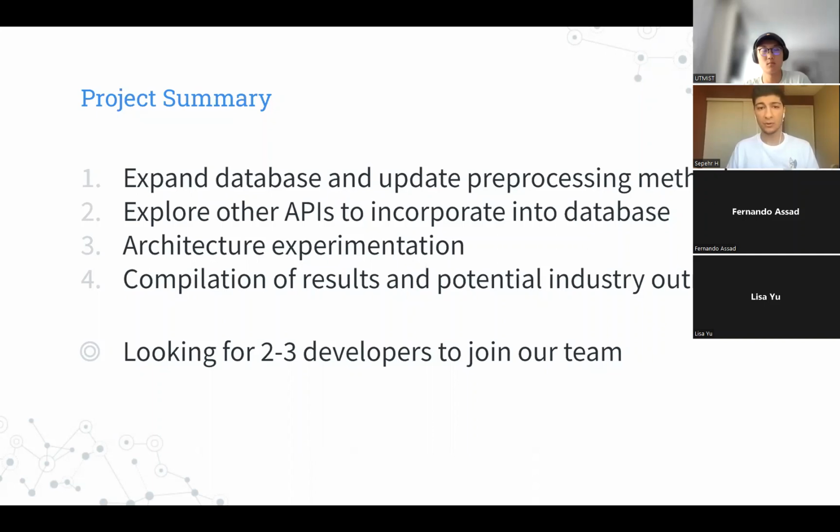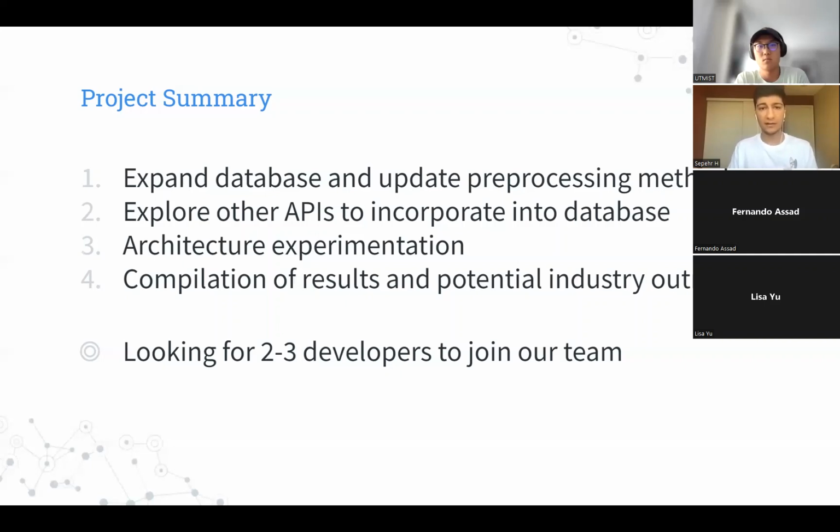Secondly, we want to explore other APIs to incorporate into our database. So currently we're working mainly with the Realtor API and the Overpass API. But if we can find any other APIs to add more attributes to our homes, for example, any pertaining to demographic information, which would give some information on population and crime rate in the area of a certain home, we believe that would have a strong impact on our performance.